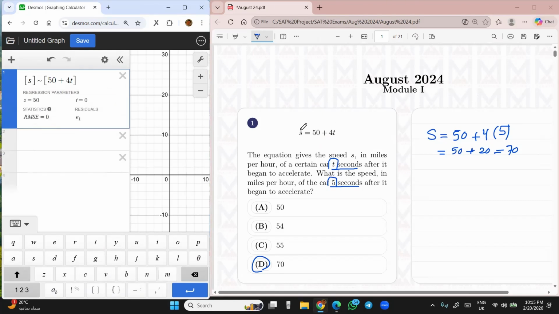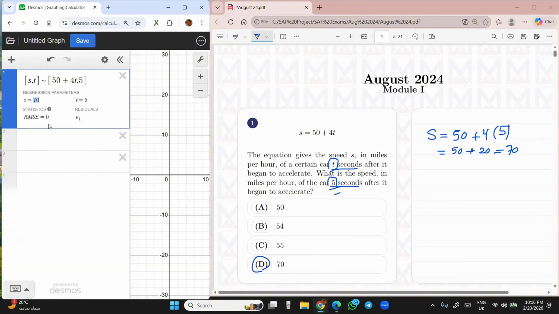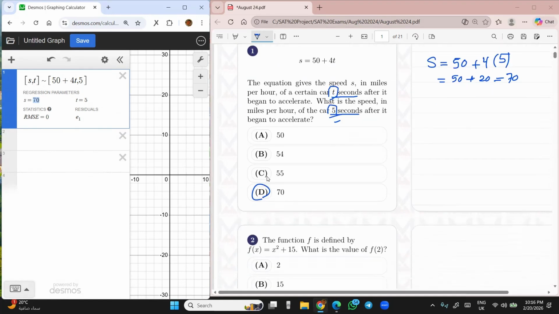And because we have two variables, S and t, we cannot get the solution to the equation. We need to add some piece of information to this one. So the 5 seconds should be replaced by t seconds. So we can write here, after S, a comma and write t, number of seconds, should be here as 5. And now we get the answer of S is equal to 70 because we are asked to get the value of S. 70 is our answer. Using the lists inside Desmos is a very important skill you need to master.